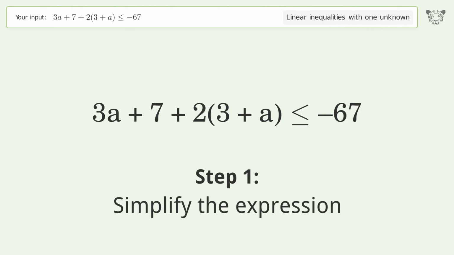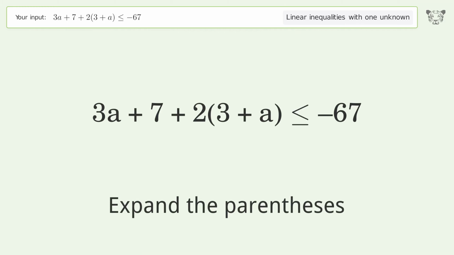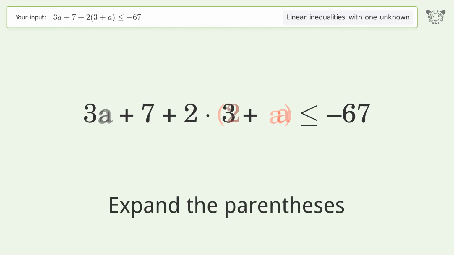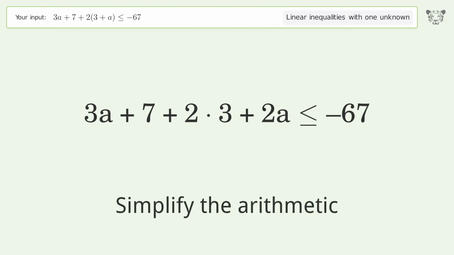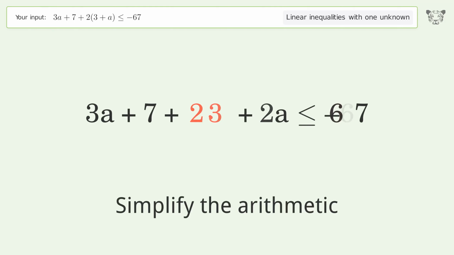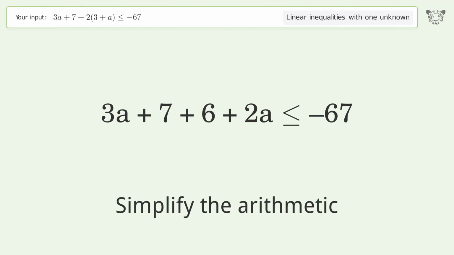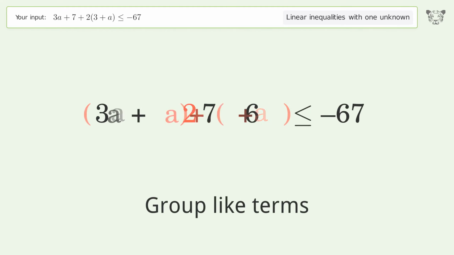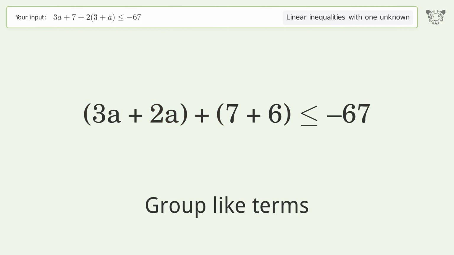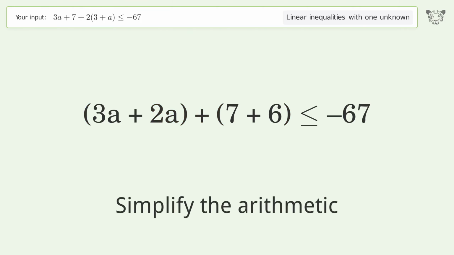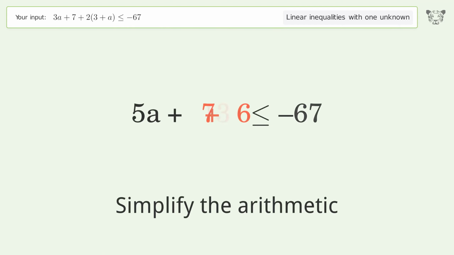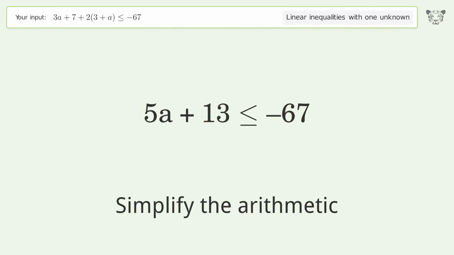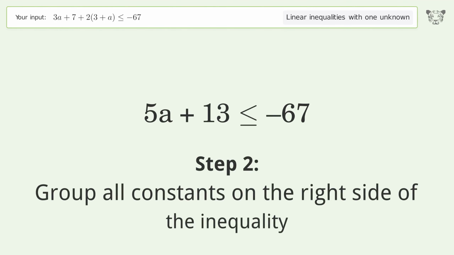Simplify the expression. Expand the parentheses. Simplify the arithmetic. Group like terms. Simplify the arithmetic. Group all constants on the right side of the inequality.